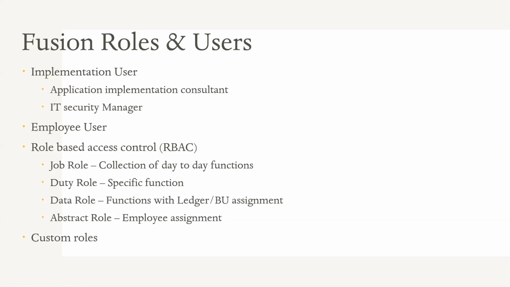And then we have the data role. The data role is assigning or giving the privilege to the user to access a certain business unit, the ledger set, or the data set, whatever we want to call it. So this access we call a data role. And if we are creating or customizing a role only for a particular employee, we call it an abstract role. These are the four classifications of roles that we have in Fusion Application.